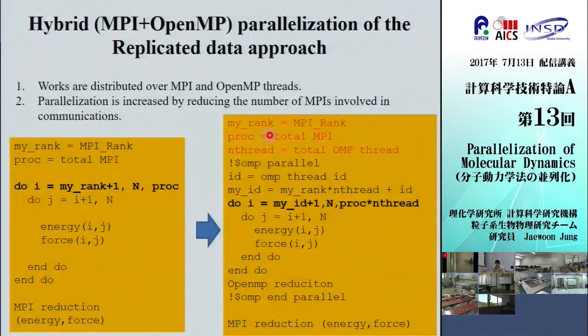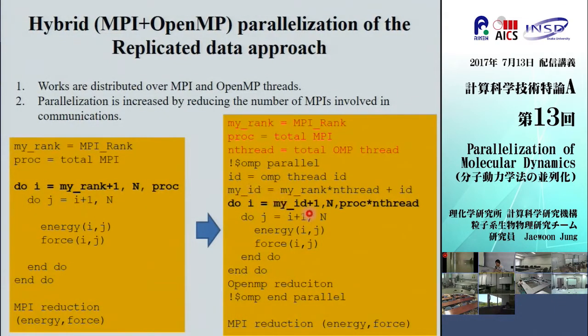So what is different? First, we assign the MPI rank, and also we obtain the total number of MPI processes. After that, in each MPI process, we assign OpenMP directives. And according to the OpenMP directives, we have another kind of identification within each MPI rank.